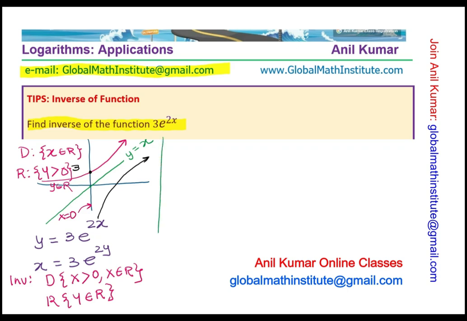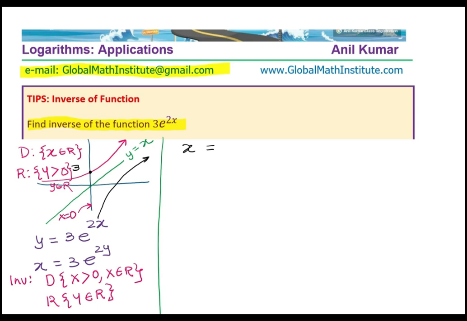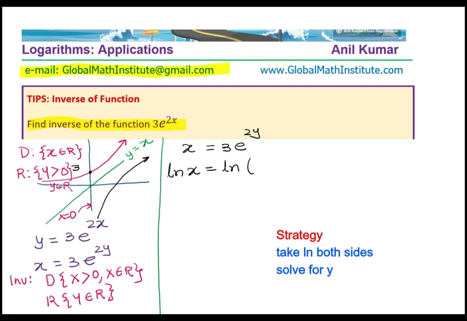This was an essential step I thought I'd focus on before moving to the algebraic solution. So let's now continue with our equation, which is x equals 3 times e to the power of 2y. The idea is to get the value of y. So we'll take log both sides. Whenever you are working with e, take log to the base e, which is natural log, ln. So we get ln x equals ln 3e to the power of 2y.